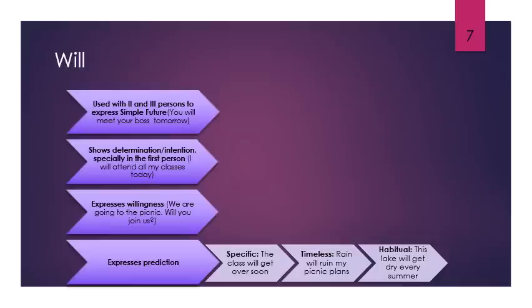The prediction could be timeless, wherein you're not very sure of the time when things will happen, but it is still a prediction. So, rain will ruin my picnic plans. If it continues to rain for a long time, of course my picnic plans will be ruined. So this again is a timeless prediction. Also, the third kind under prediction is habitual prediction. A habitual prediction would be: this lake will get dry every summer. So you're making a prediction, and because you are giving it a regular feature, a frequency, every summer, we call it habitual. So for all these cases, we can use will as a modal.